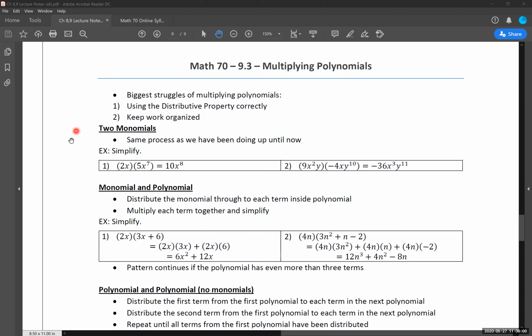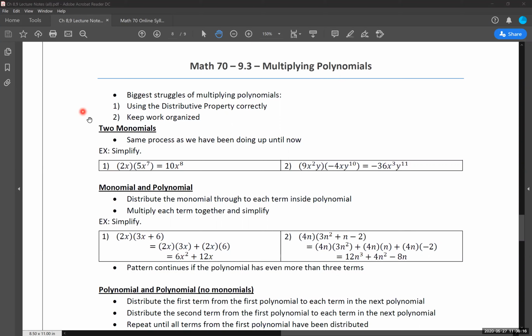Monomials, binomials, trinomials were the big three that we primarily work with. It's all encompassed under these things being polynomials in general. But today we're going to work with multiplying those together.